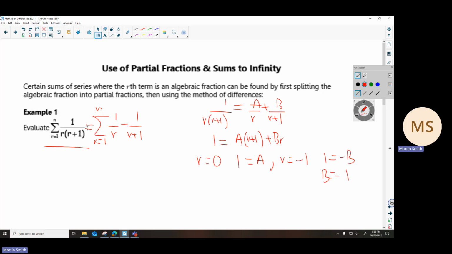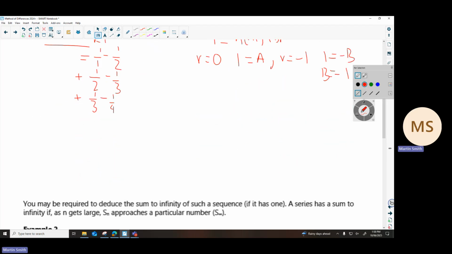So if we see what that gives you, if you stick in r is equal to 1, you'll get 1 over 1 minus 1 over 2. Stick in r is 2, 1 over 2 minus 1 over 3. Stick in r is 3, 1 over 3 minus 1 over 4, etc. The final term is when r is n, so big at the bottom, 1 over n minus 1 over n plus 1. The previous term is 1 over n minus 1 over n.